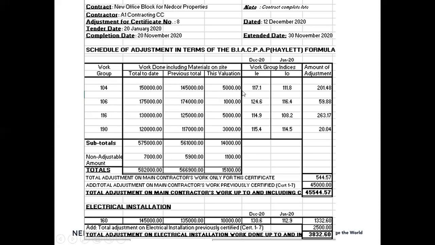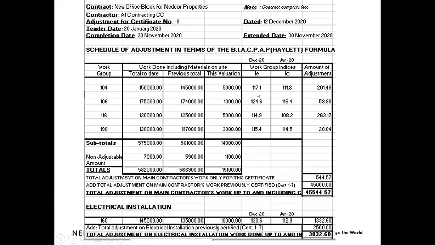Now let's apply the indices. Obviously, I'm not going to give you the actual indices. We'll discuss that at a later stage. So you go and look up in the tables. You've identified I0, which is now the base month. That is the tender date, 20th of January. So January 2020 is your base month. You look up in the indices for work group 104, January 2020, and you'll find the I0 index is 111.8.